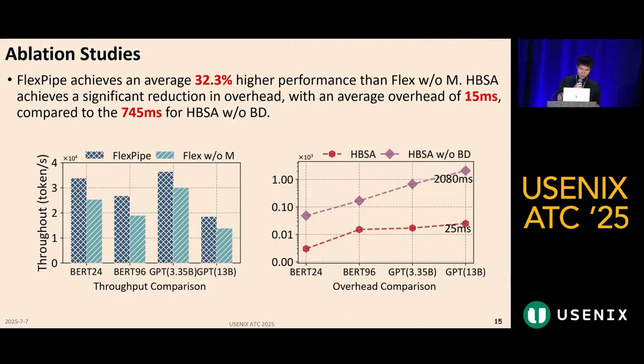The right graph compares the overhead of HBSA with a brute force search version, that is, HBSA without bound. HBSA achieves a significant reduction in overhead, with an average overhead of 15 milliseconds compared to 745 milliseconds for HBSA without bound. While HBSA's overhead increases with model size, it remains reasonable and manageable.